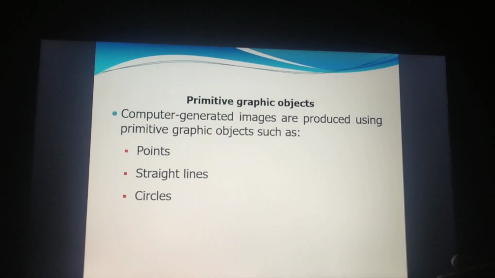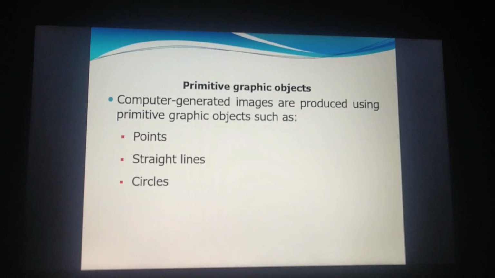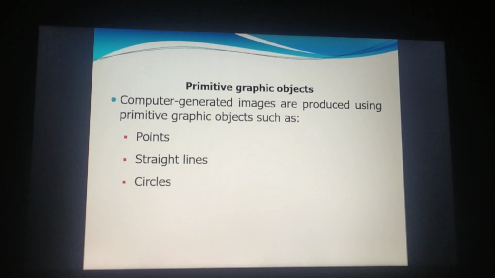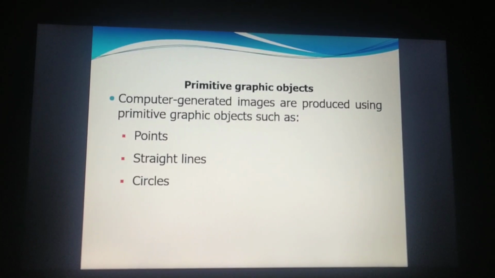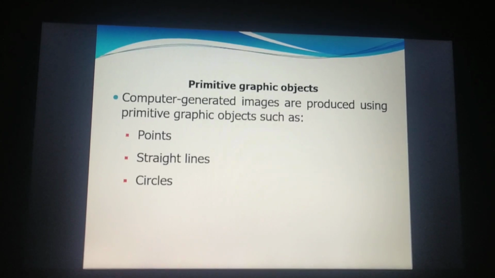Primitive graphics objects. Computer generated images are produced using primitive graphics objects such as points, straight lines and circles. These three play a vital role in creating an image in a computer.